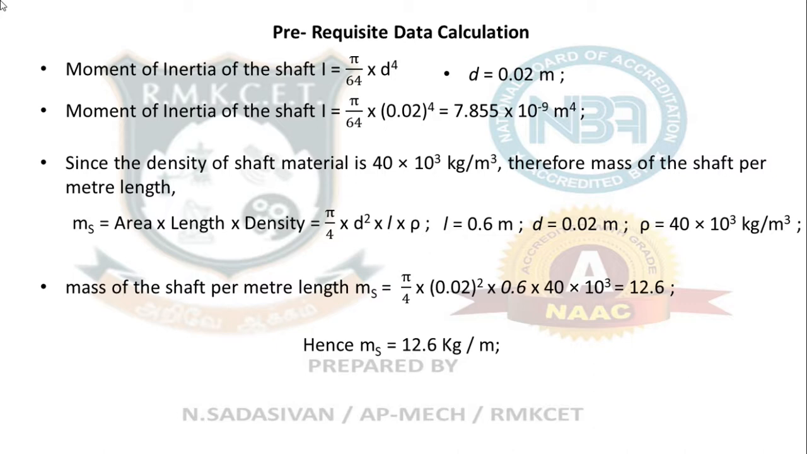Can one of you check these numbers? Is it correct? Pi by 4 into 0.02. I don't have a calculator right now because I am not sure whether this 0.6 is correct.